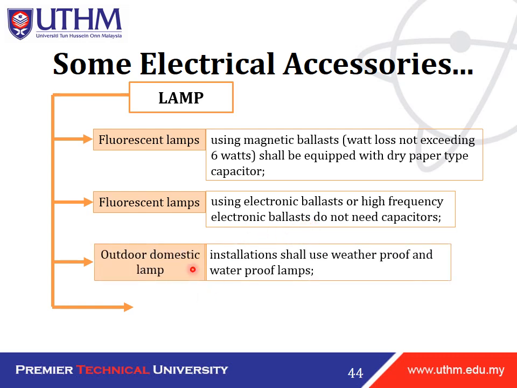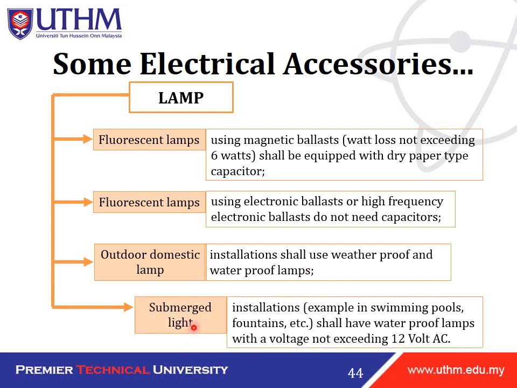And then we have the outdoor domestic lamp, where the installation shall use weatherproof and waterproof lamps. And then we also have a submerged light, which is usually installed in swimming pools, fountains, etc., which shall have waterproof lamps with a voltage not exceeding 12 volt AC.